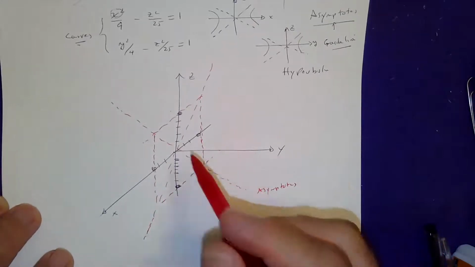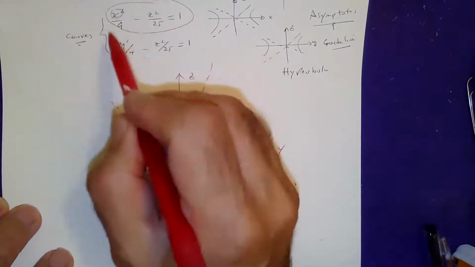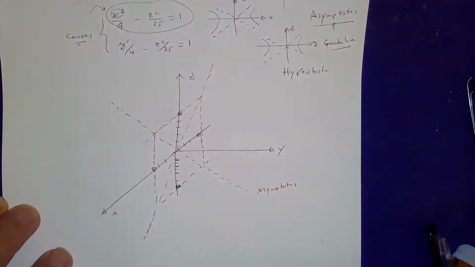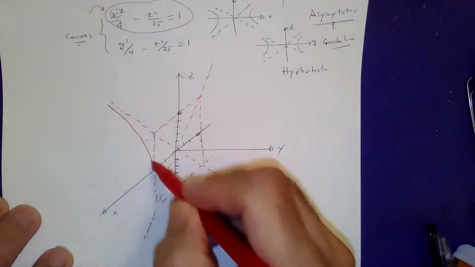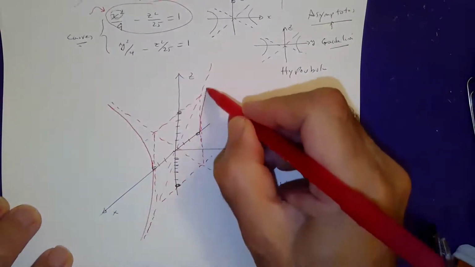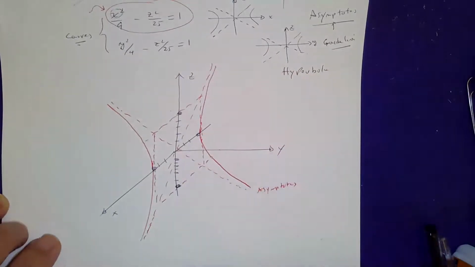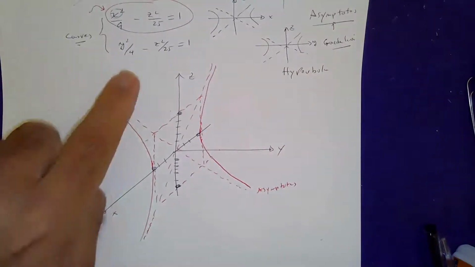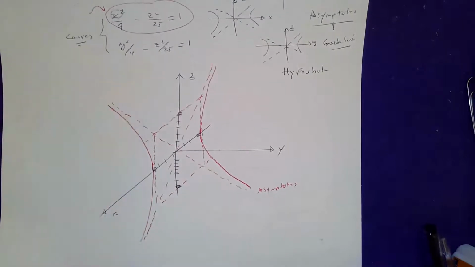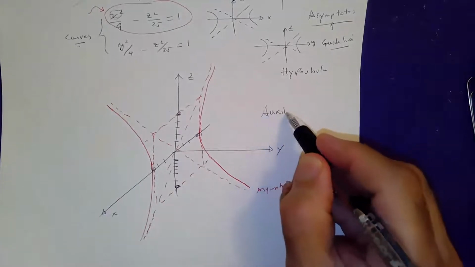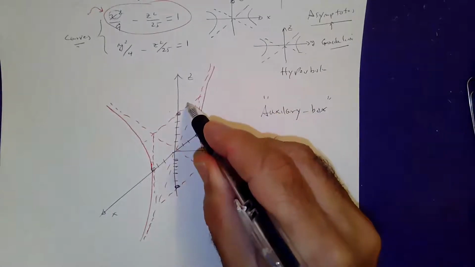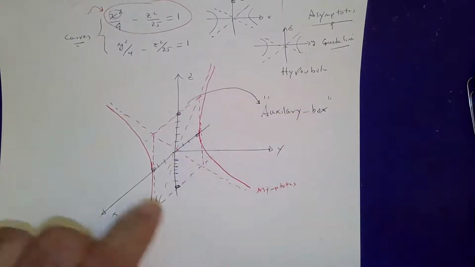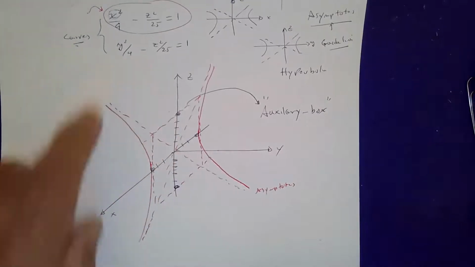Let's see now. This was about this guy. X showed up first, so the branches of the hyperbola are going to open up along the x-axis. Watch this. Here is one. Here is the other one. Do you see it? I gotta do this guy. That guy requires a different auxiliary box. The name is auxiliary box. So now I need an auxiliary box for this guy.